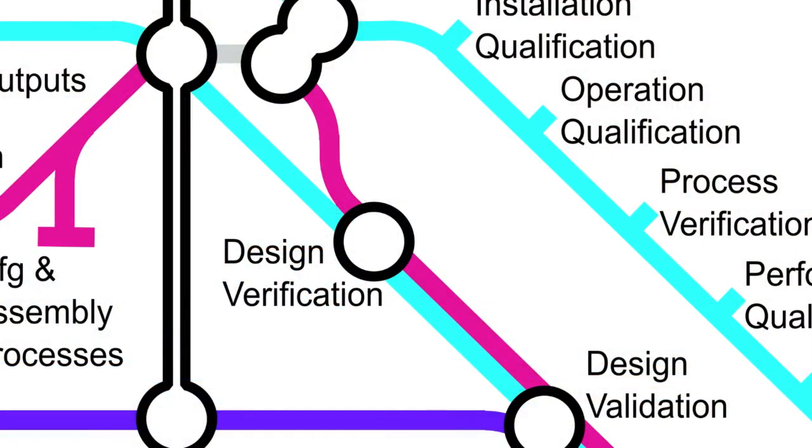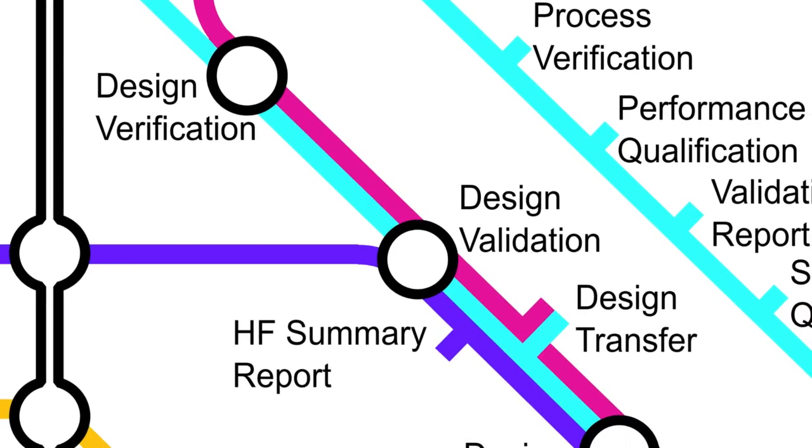Design verification answers the question, have I built my device right? Does it meet specification? Design validation, however, answers a different question, have I built the right device? Does it meet the user's needs and intended use I set out to fulfill? And can it meet these needs consistently?